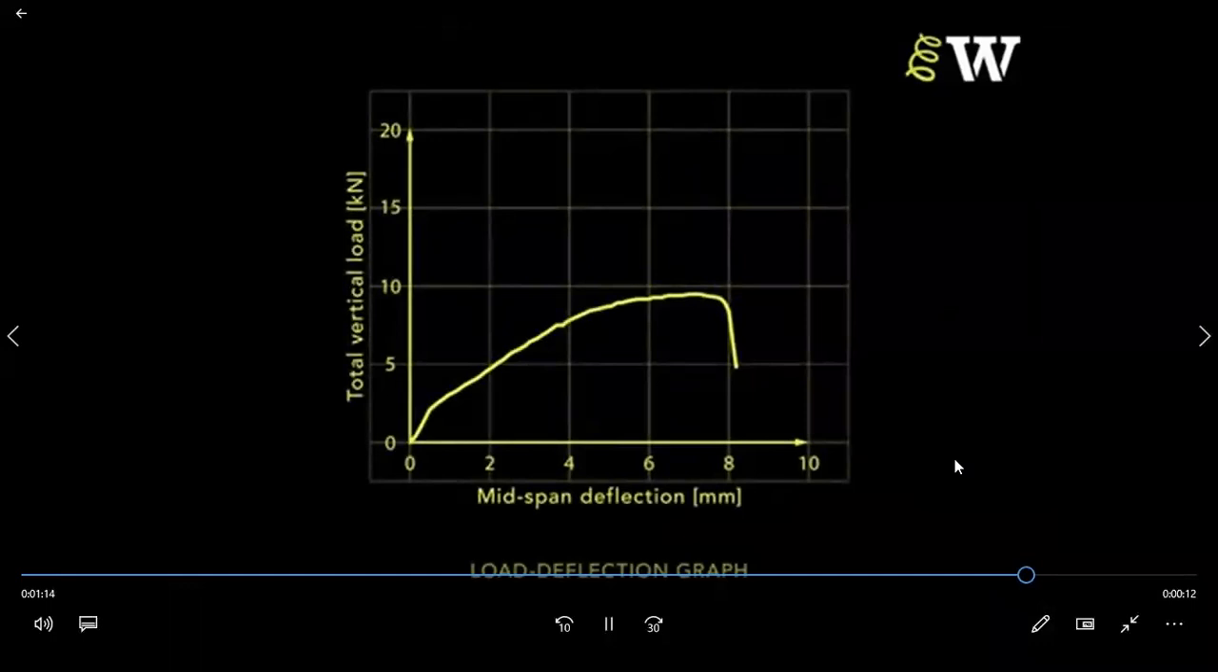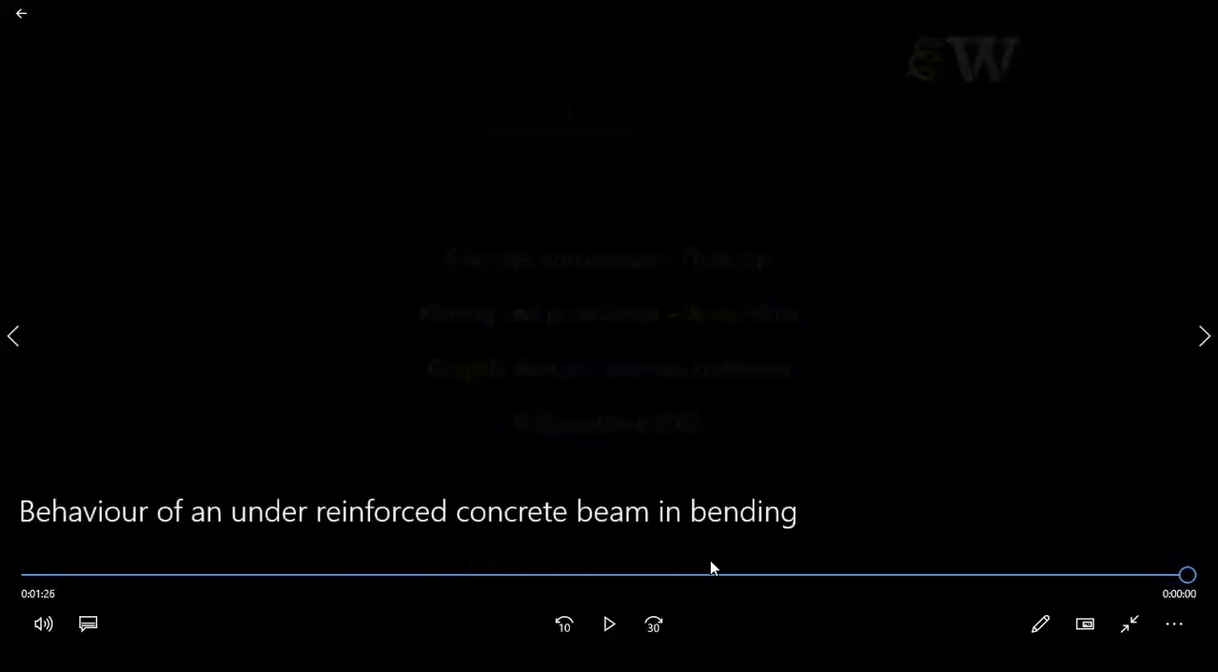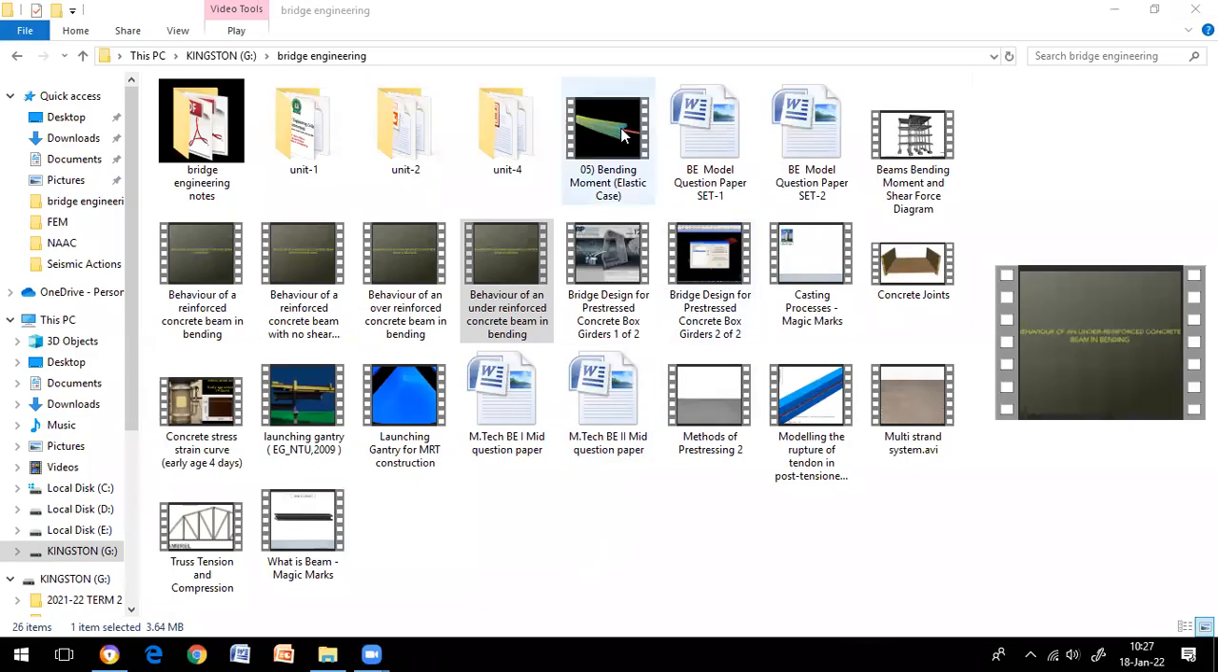You can find the difference in the under-reinforced beam: there will be a horizontal and an inclined crack, and you can observe the graph difference also. The load capacity of the under-reinforced beam will be less when no stirrups are provided as shear links. Now let me show the compressive stress strain curves, because these are very important when you are studying bridge engineering.